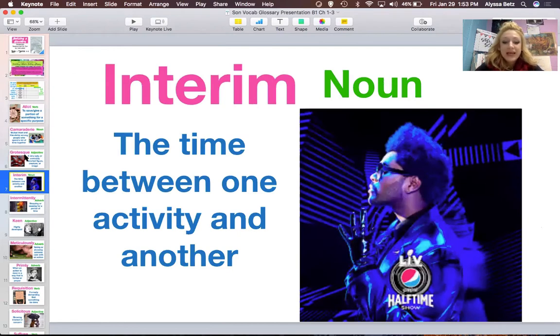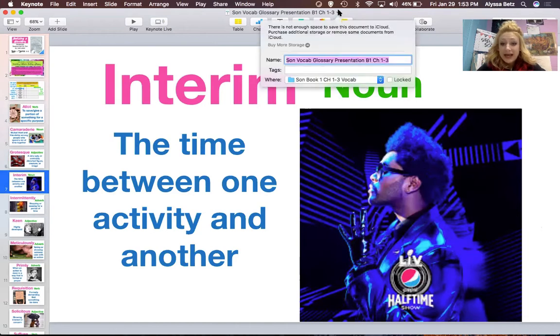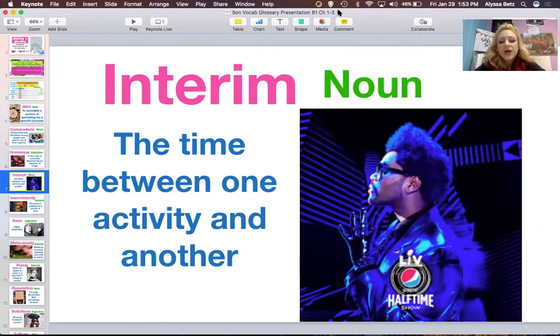Next up is interim. An interim is a time in between two activities. It is a noun, it's a thing. For example, in the football playoffs, when we get to the Super Bowl, there is an interim, a time in between the first half and the second half where we take a break and we are entertained. That would be an interim.